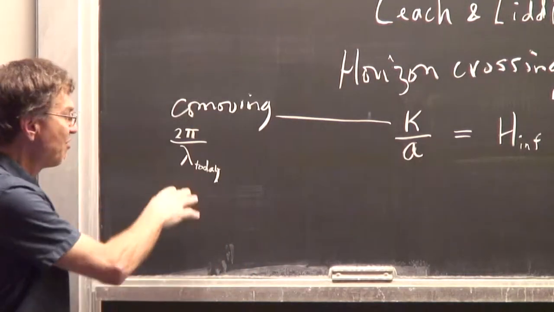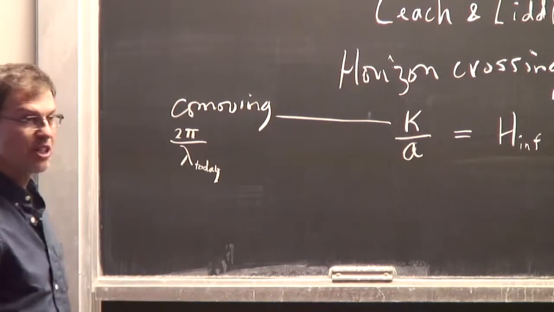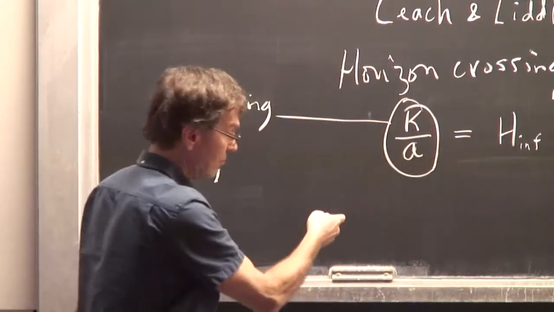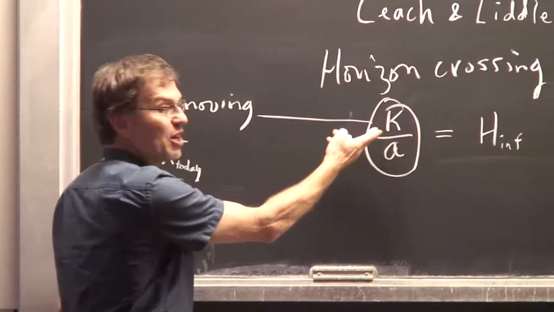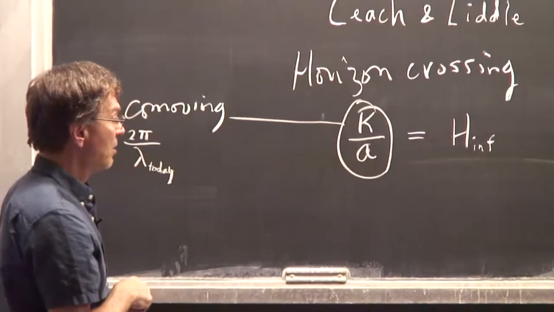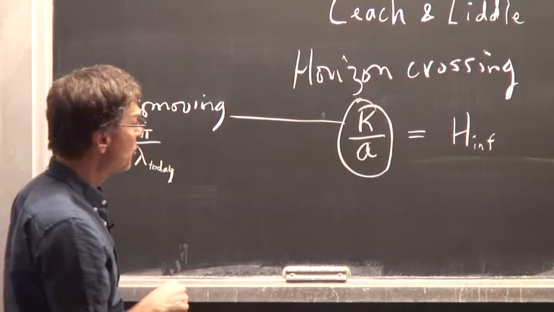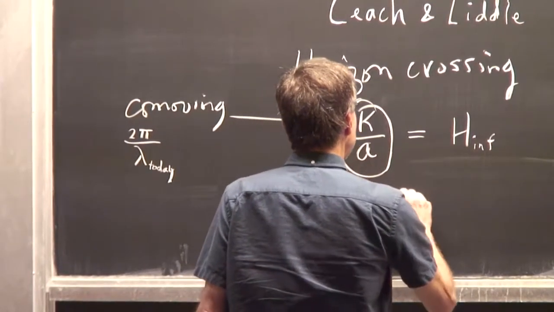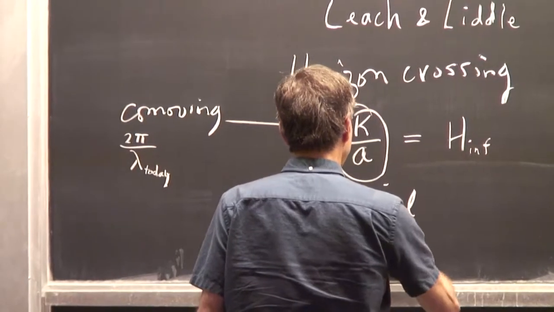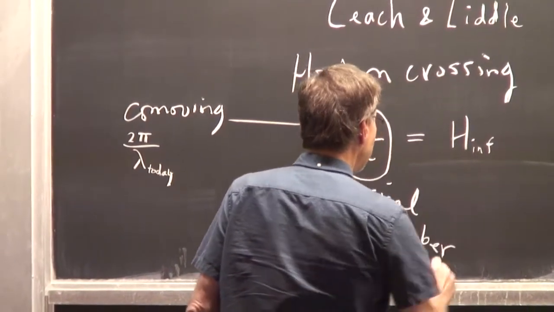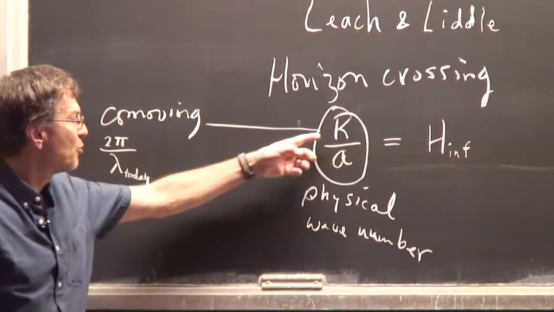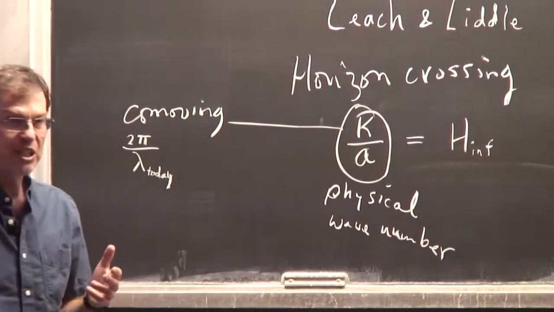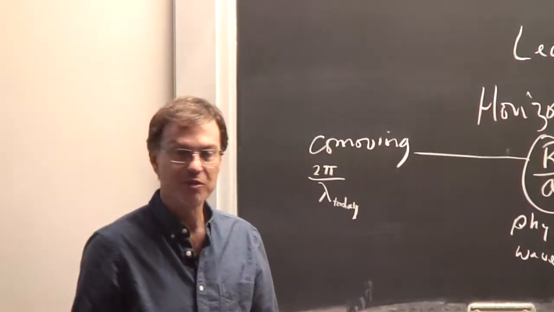But the physical wavelength is getting stretched by inflation. So this combination, and correspondingly, the wave number is going the other way. So this is the physical wave number. It's convenient to refer to comoving wave numbers when we talk about observations, because then we can directly relate them to the scales that we measure in the sky.